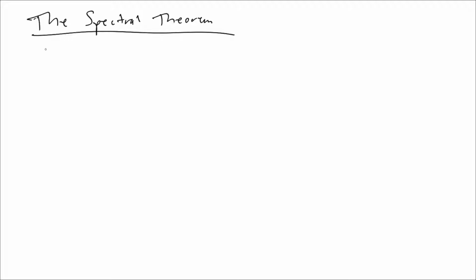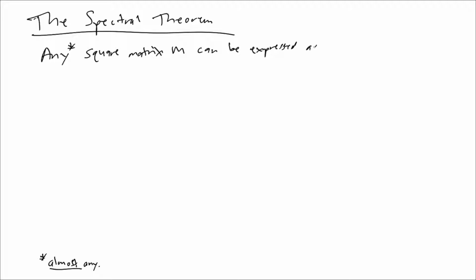Okay? So here's the spectral theorem. And I'm telling you what, this thing has E equals mc squared level significance. Here's what it says. Any, I lied, almost any, meaning not the weird ones we talked about before, but putting that out to the side for a moment, any square matrix M, we'll call it, can be expressed as the product of three other matrices.